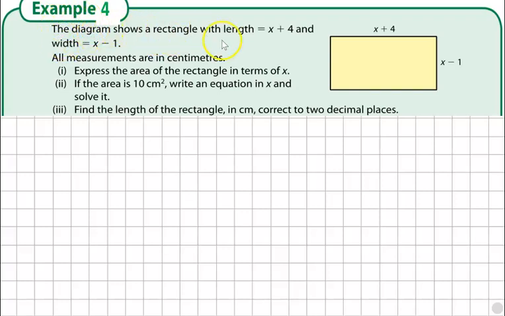The diagram shows a rectangle with length x plus 4 and width x minus 1. So here's our rectangle. The length is x plus 4, the width is x minus 1. All measurements are in centimetres.